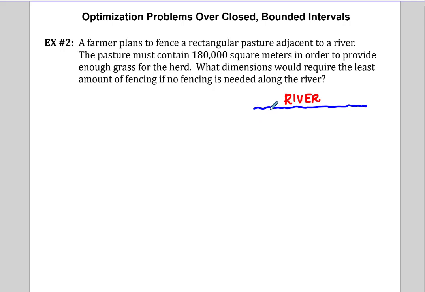So we want to have a fence that's going to be along the river, 2 sides and a length. So we could call this X, and then these two could be Y, to know what's happening there. So I've got this situation. I want to know about 180,000 square meters. That's an area amount. And we want to know the least amount of fencing. So that would be a perimeter problem.